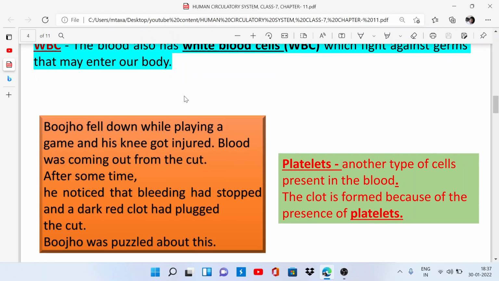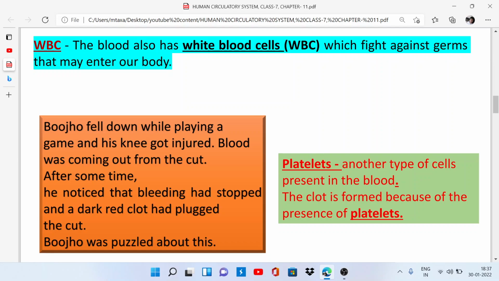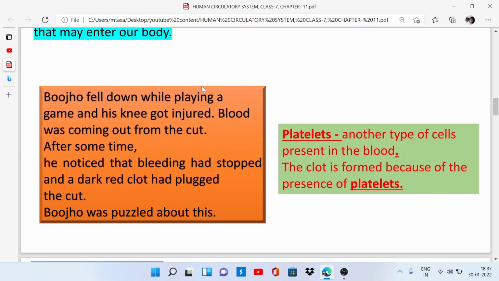Next, the blood cells present in our blood plasma are the platelets. So how can one know about platelets? Here, Bujo fell down while playing a game and his knee got injured. After the injury, blood was coming out from the cut, and after some time, he noticed that the bleeding had stopped and a dark red clot had plugged the cut. How is this red clot plug formed? Bujo was puzzled about this. This clot is formed because of the presence of platelets.